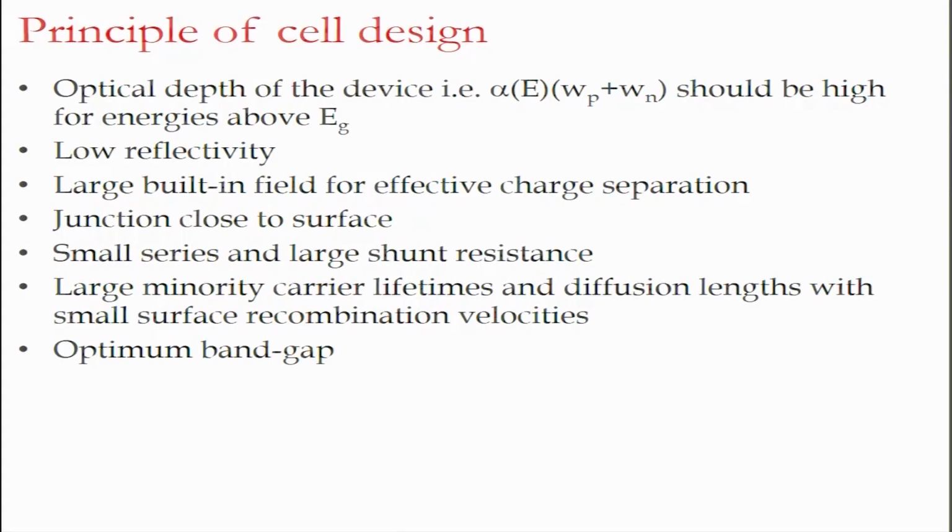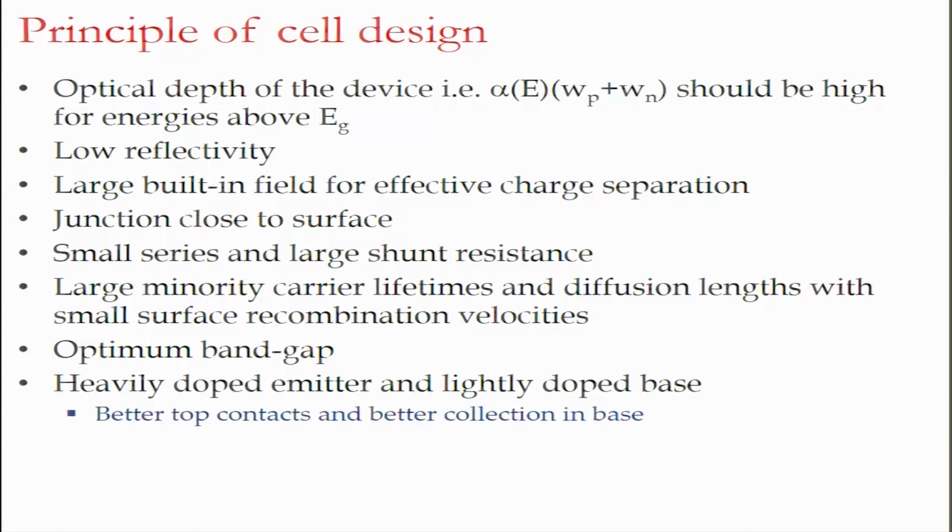The material must have an optimum band gap, and generally we prefer, especially for silicon, a heavily doped emitter on top and a lightly doped base, and this is mainly to ensure you have good contacts and carrier collection, especially in the base region. So, we will come to the details of these from the perspective of silicon in the next lecture, because we are running out of time for this lecture. And so, what we have discussed is basically the evolution of solar cells and the general framework in which we will now discuss the rest of the lectures. Thank you.